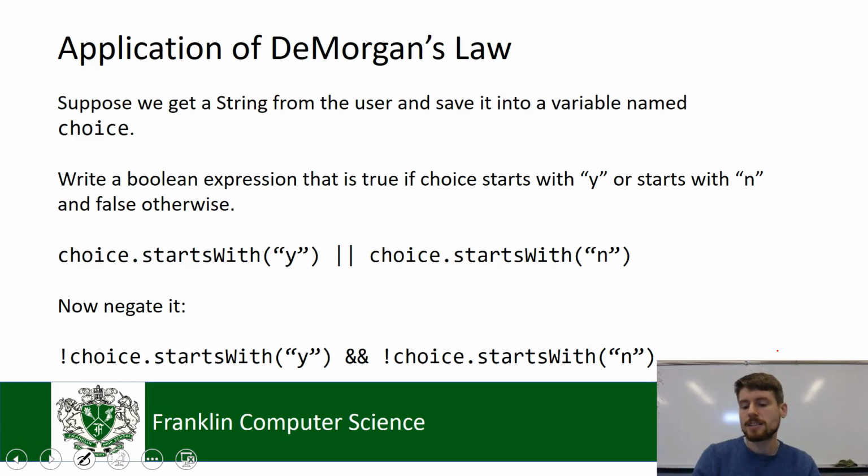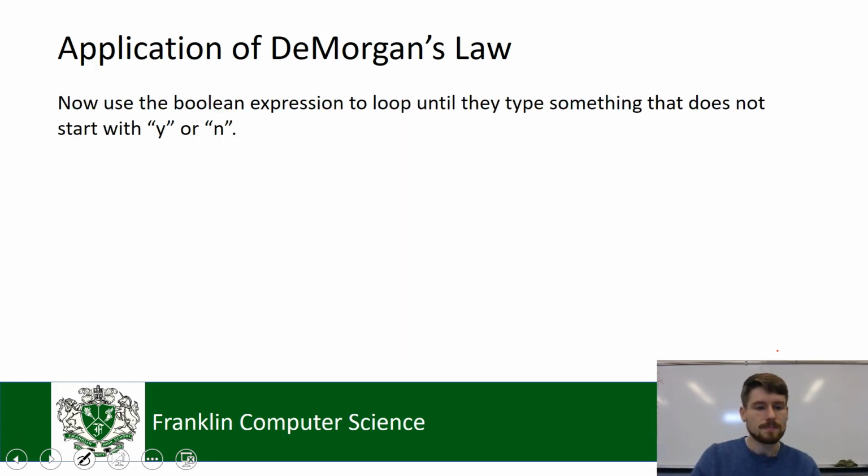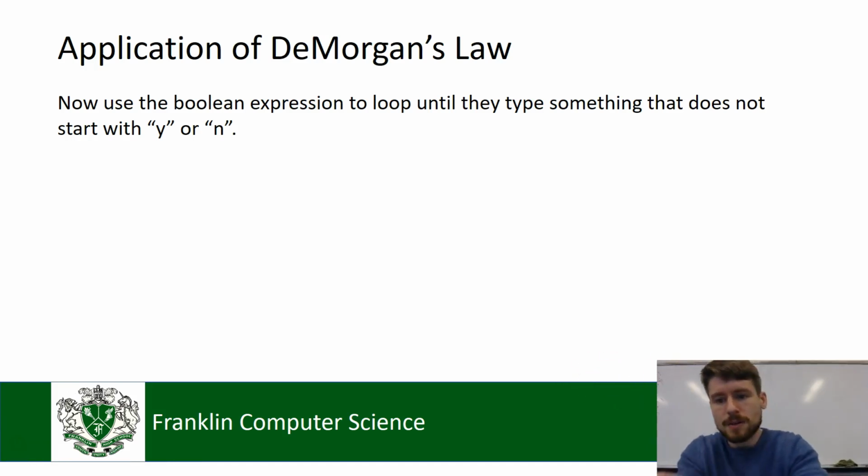So these would be all the cases that we'd want to re-ask. We'd want to ask again if it doesn't start with Y and it doesn't start with N. And anything else, like if it did start with Y, then this would be false, and if it did start with N, then this would be false, and so then we would quit the loop in that case. All right, so let's use the Boolean expression to loop until they type something that does start with y or n.